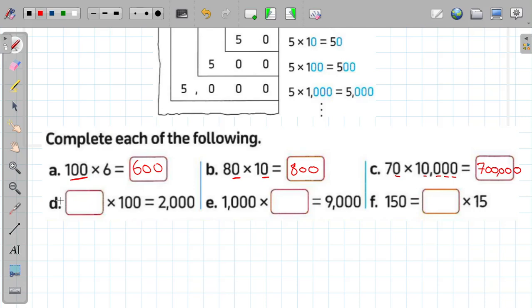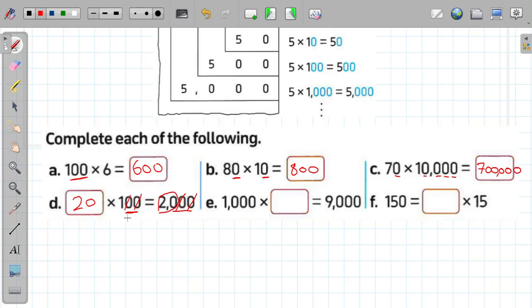Okay. Next, I have a number times 100 equals 2000. So I have here two zeros and here I have 3 zeros. Okay, so I will cancel one zero here with one zero here, and one zero here with one zero here. So it remains just one 0, or maybe I will say 20. So the missing number here is just 20.